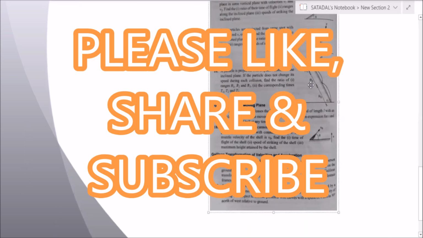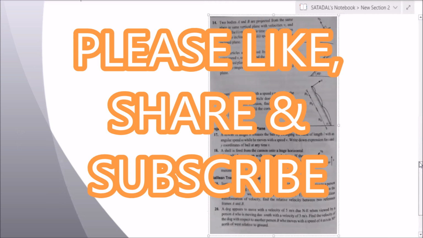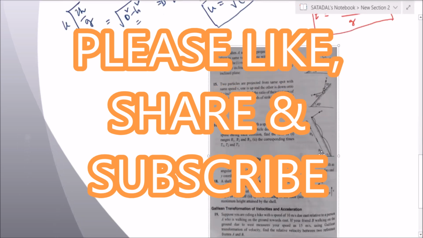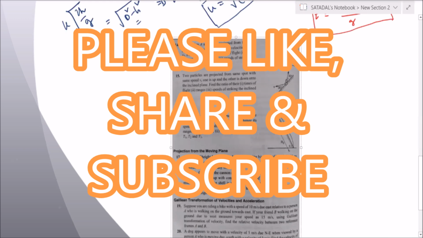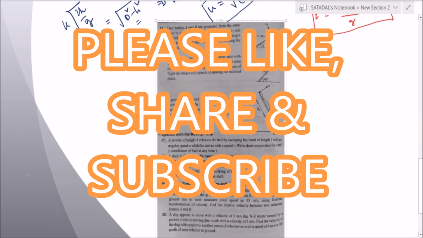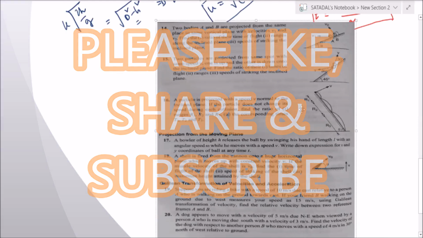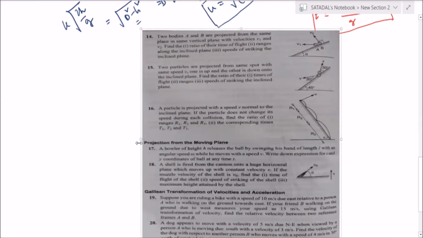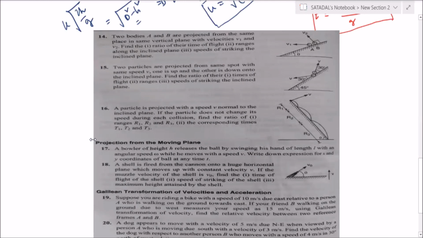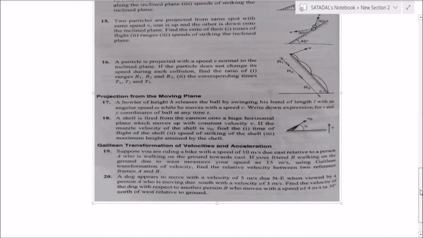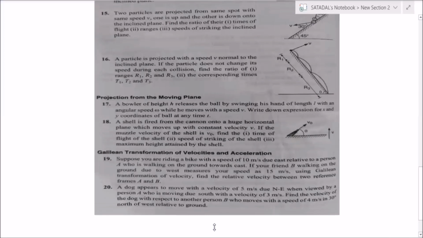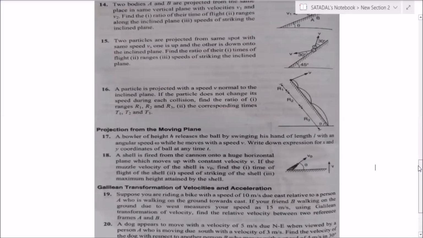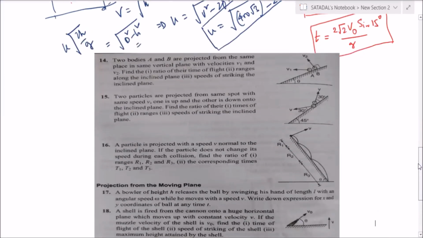Did we do this one? Not done, huh? Okay, fine. So start this one. Start quickly, all of you. Do not waste time. We have to finish very quickly.